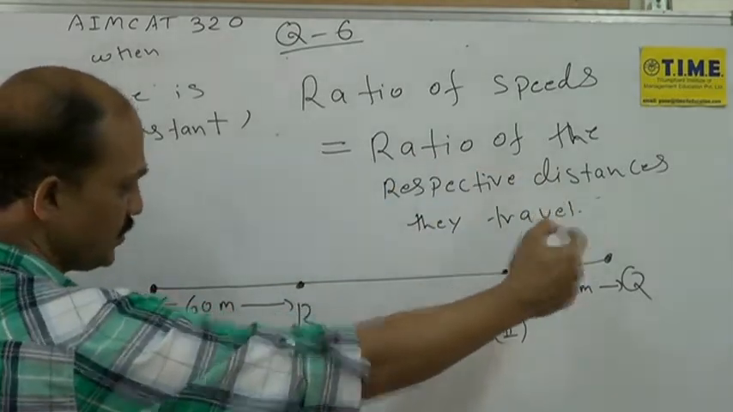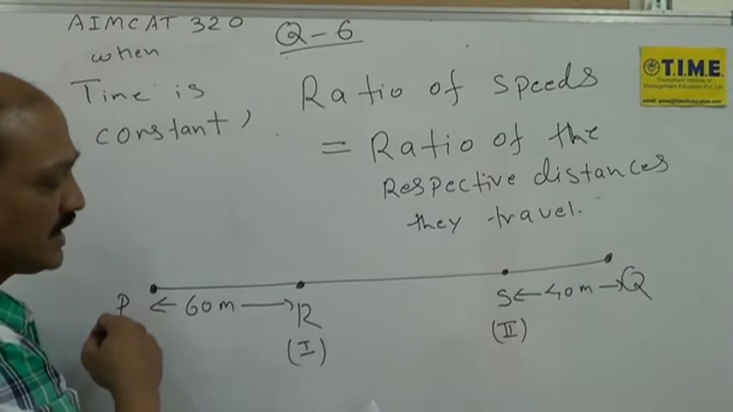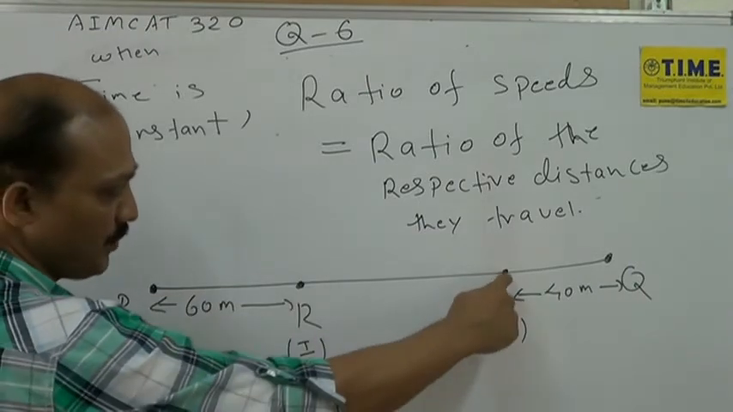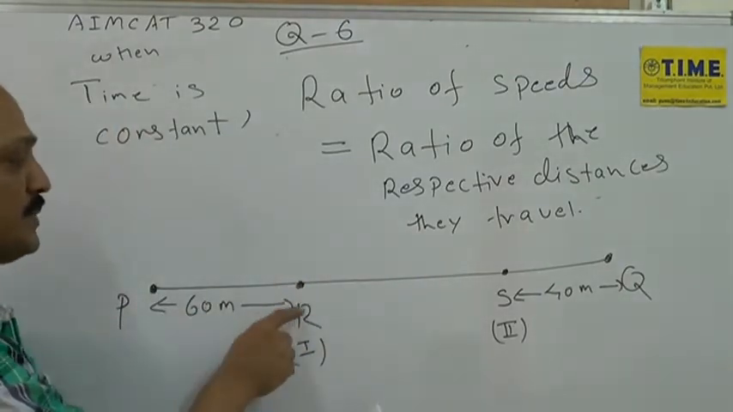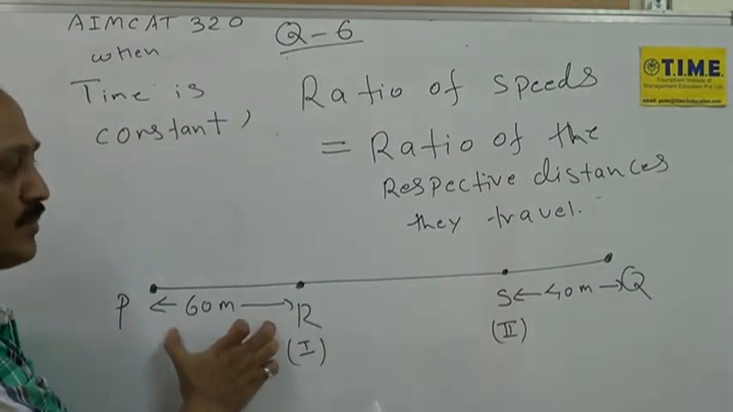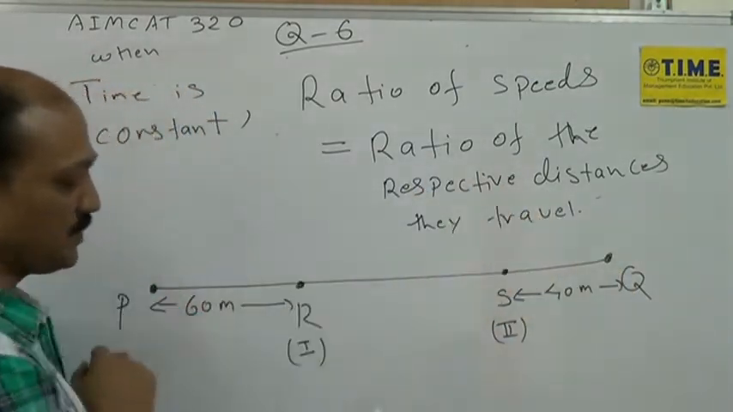After A reaches Q and B reaches P, they go in the opposite direction, and it's given that they meet for the second time at a point which is 40 meters from Q. So these are the fixed things. The first meeting is at a point which is 60 meters from P, and this distance is 40. We are supposed to find the distance PQ.